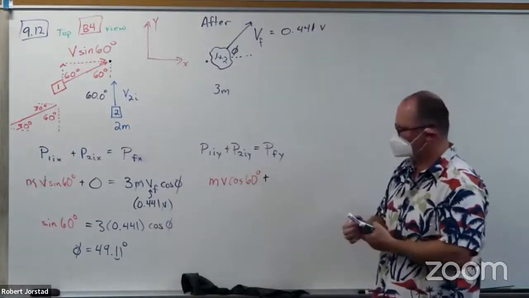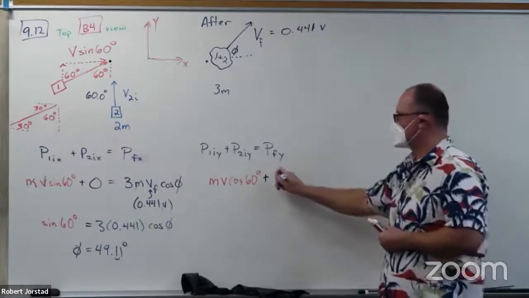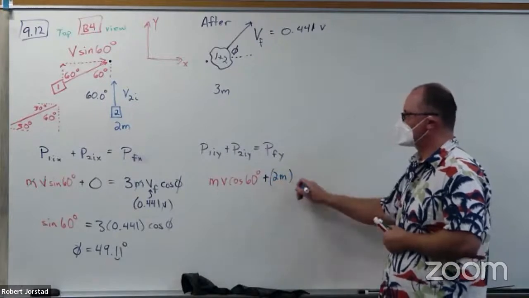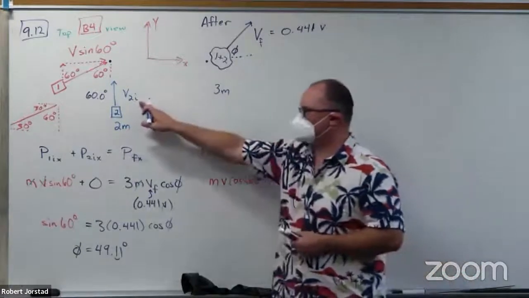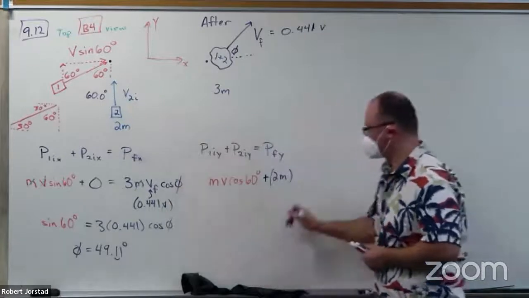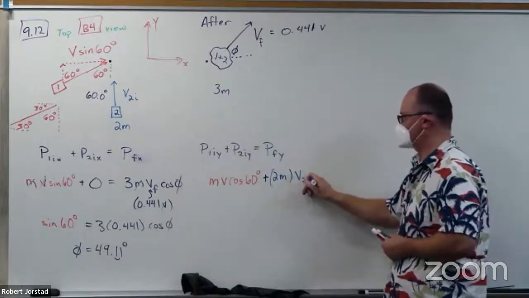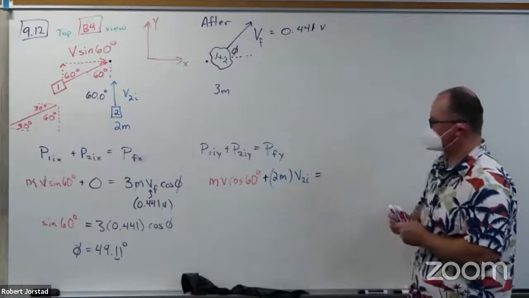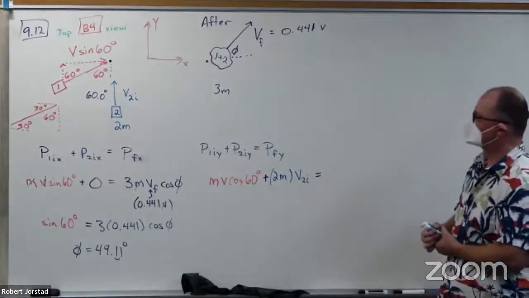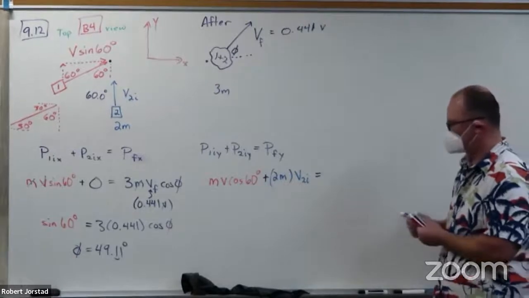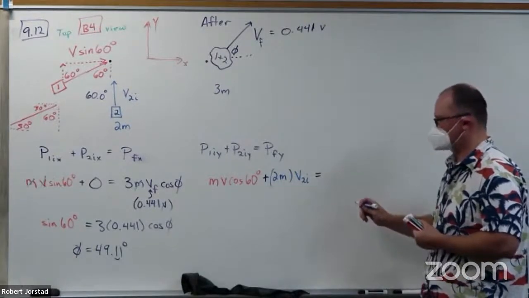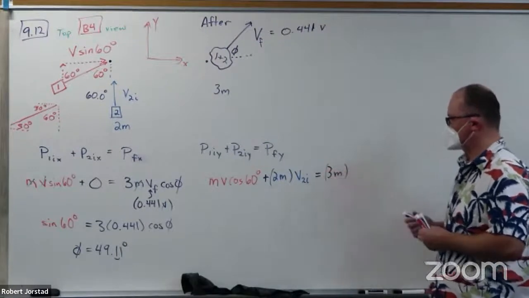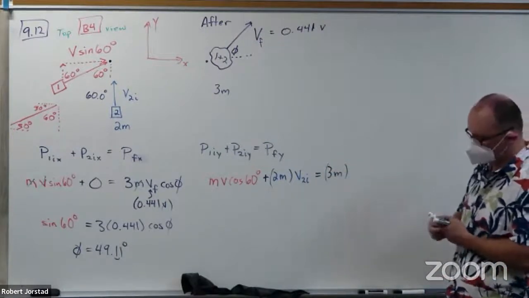Next, P2 in the Y direction, initial. What would that be? 2m times how much of this speed should I use? All of it. So I just write V2 initial equals P final in the Y. What's that going to be? What mass? 3m, because it's all of it. What speed should I use there?